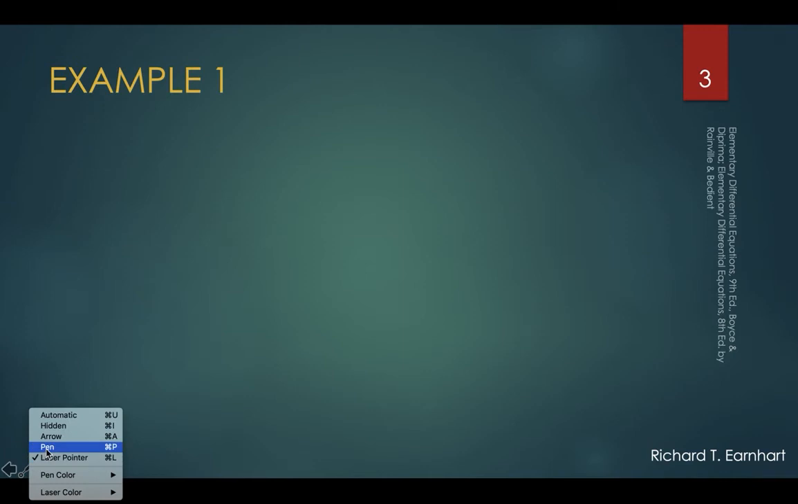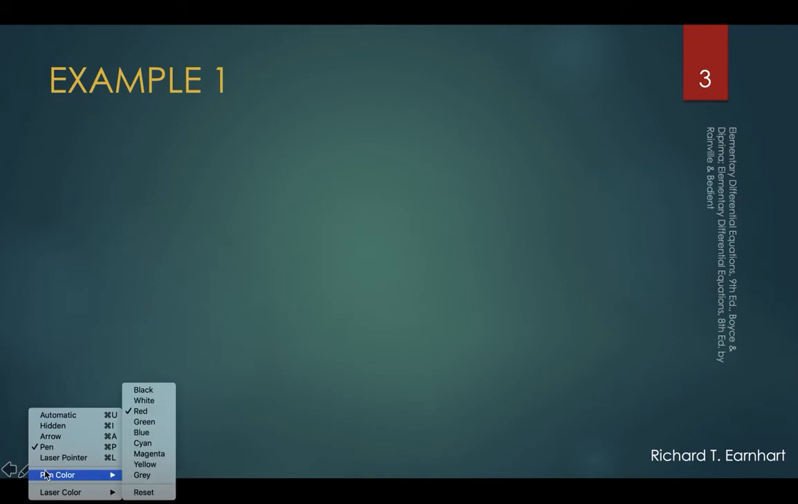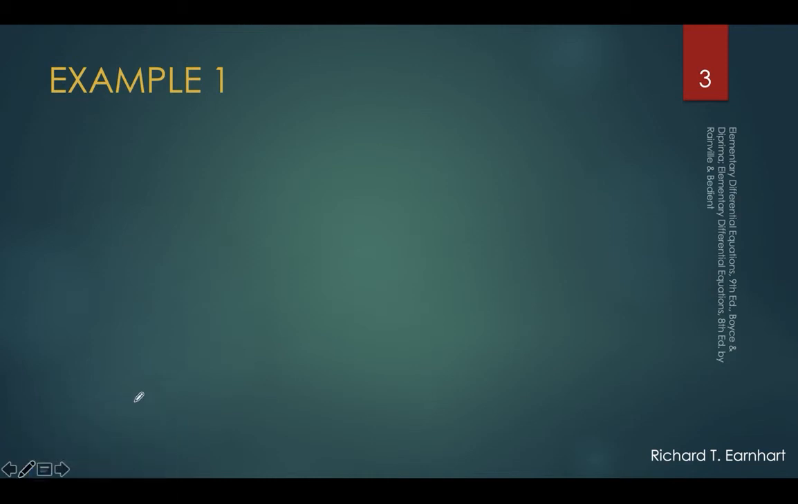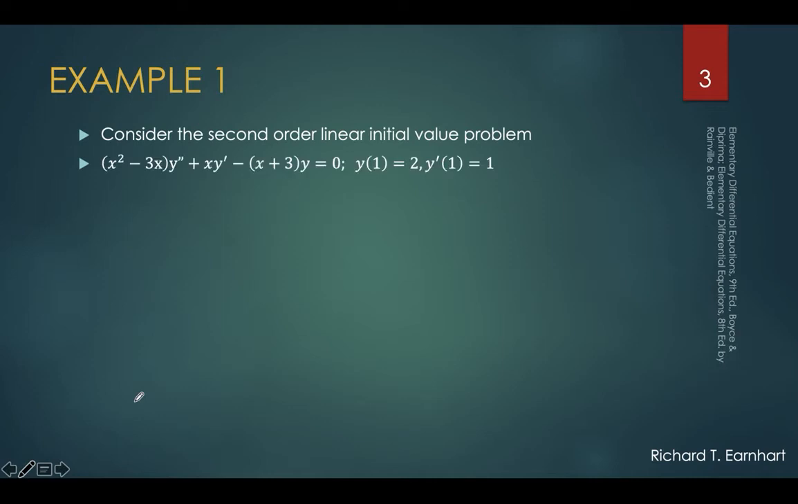So, for example, consider the second order linear equation with the initial conditions: x squared minus 3x y double prime plus xy prime minus x plus 3y equals 0. The value of y is 2 at x equals 1, and then the value of y prime at x equals 1 is 1.